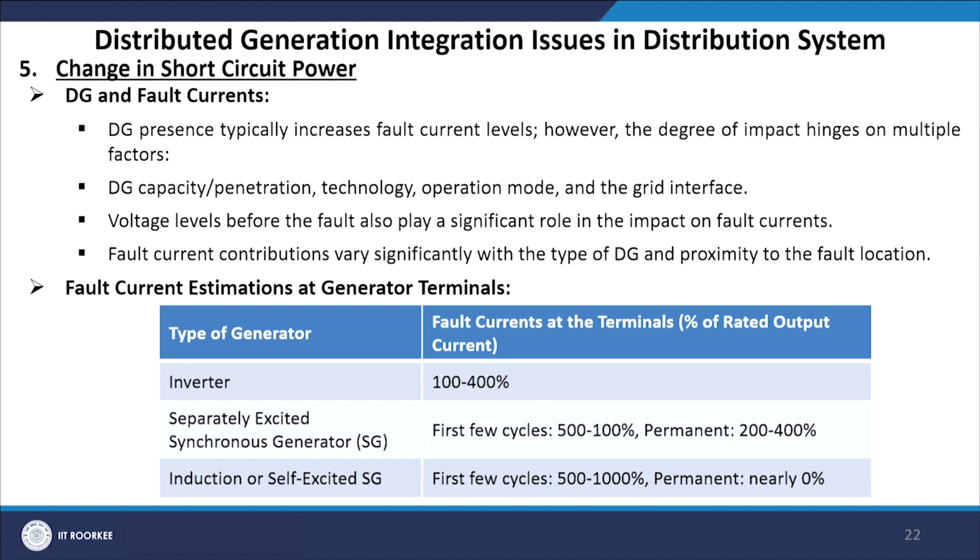Now, the fault current estimates at generator terminals: in case of inverters, potentially 100 to 400%; separately excited synchronous generators, first few cycles 500 to 1000%, and permanent 200 to 400%; induction or self excited SGs, first few cycles 500 to 1000%, and permanent nearly 0%.